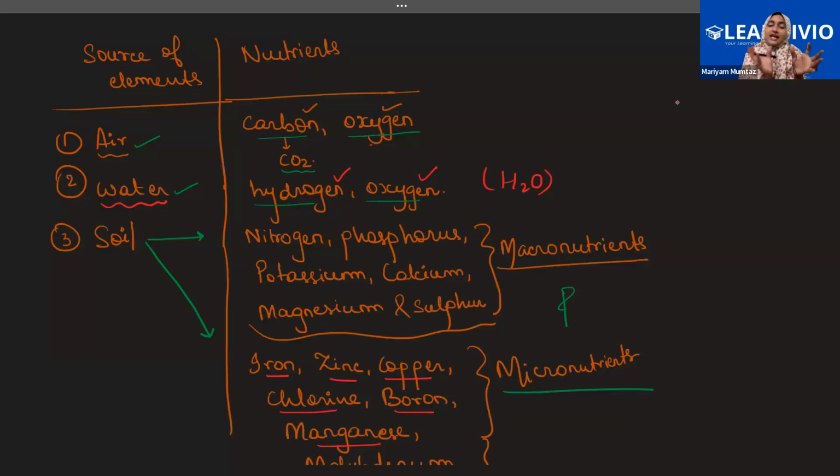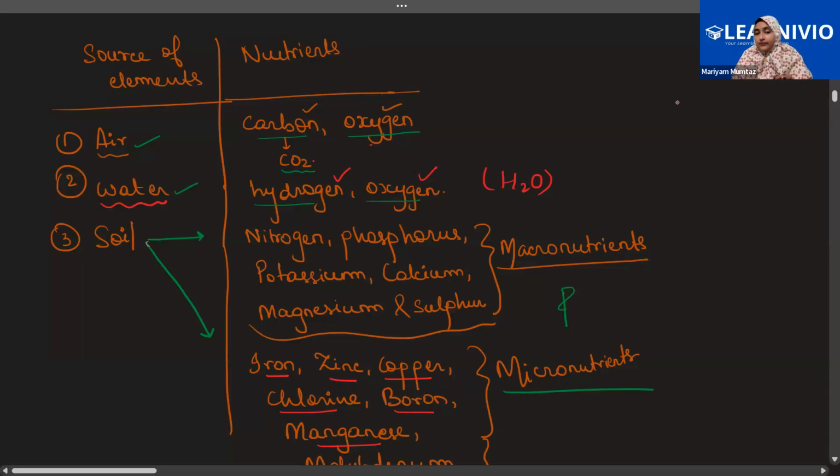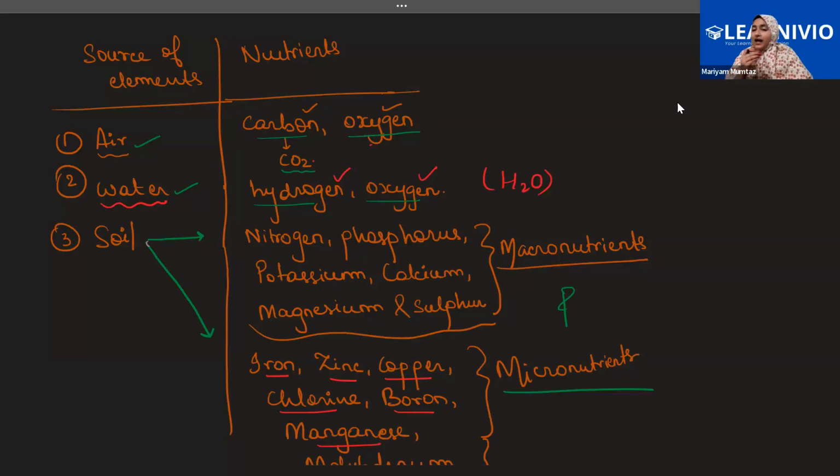So these nutrients like hydrogen and oxygen, the plant gets from the water. Then comes the soil. The soil is the reservoir for everything, right? We know that whenever we plant any seed in a pot, we water the soil, isn't it? We don't water the leaves, because soil is from where we can send everything into the plant's body.